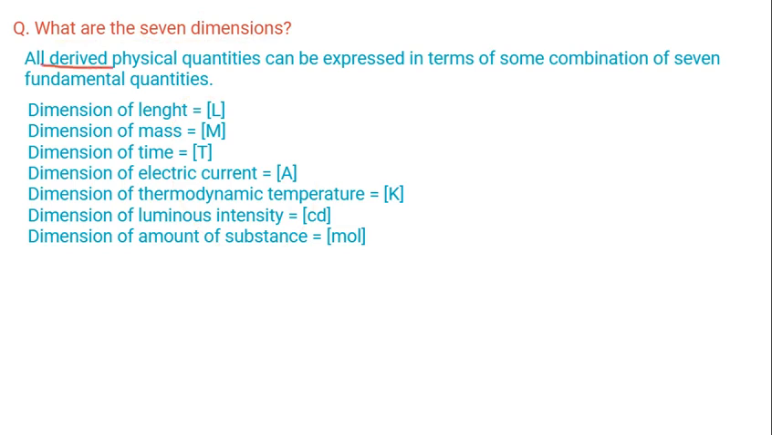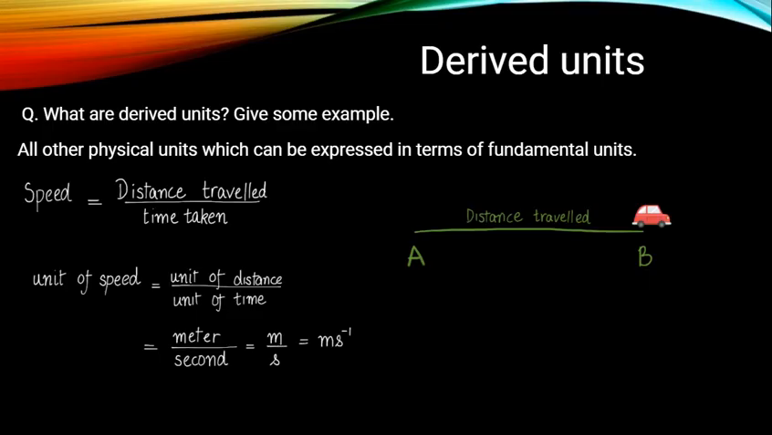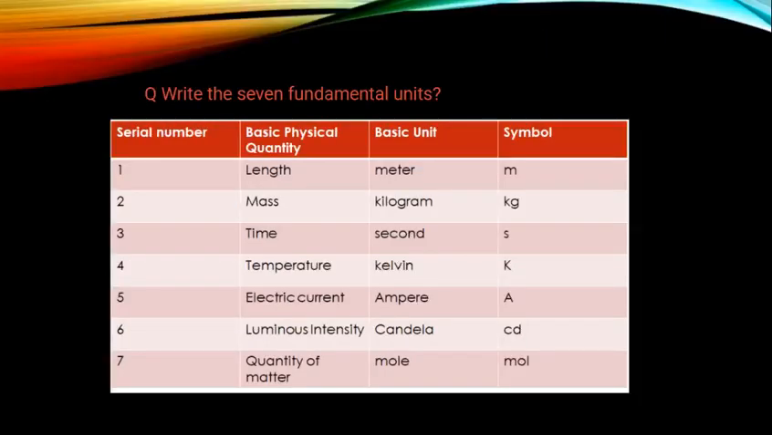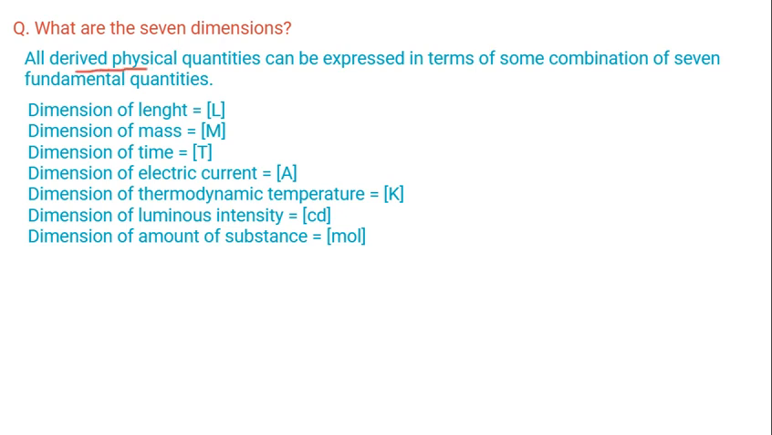Now we know all our derived physical quantities. If you remember, what were your derived physical quantities? If you go back to your lesson 2, we have discussed these derived units. Derived units means units of the derived quantities. Okay. So what were those derived quantities? These are the quantities which depend upon the 7 fundamental quantities: length, mass, time, temperature, electric current, luminous intensity, and quantity of matter.